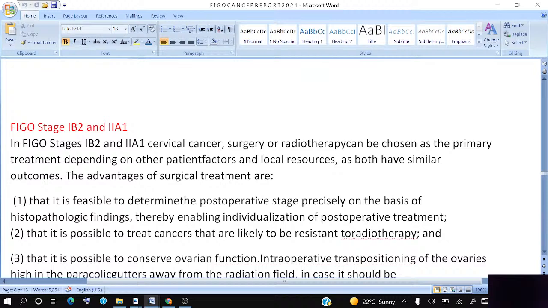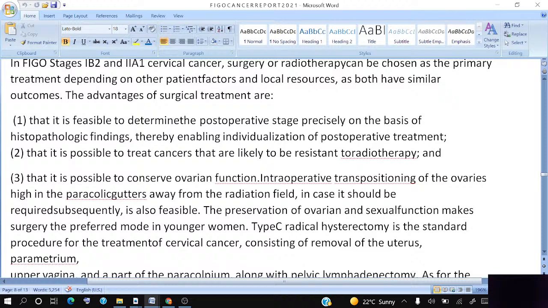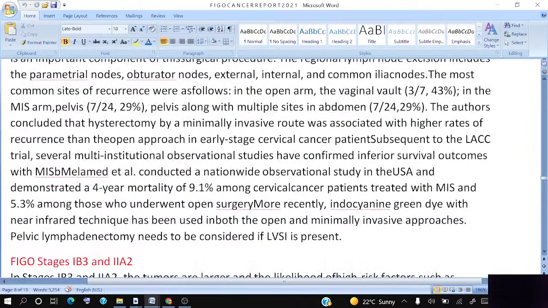So figure stage 1B2 and 2A1. Here they say it is cervical cancer. The surgery or radiotherapy is chosen as the primary treatment. So if a patient comes to you with 1B2 and 2A1 stage cervical cancer, it is going to be surgery and/or radiotherapy, chosen as primary treatment depending on patient factors and local sources. We also have to see the advantages of surgery: feasible determination of the post-operative stage, based on histological findings especially, and the post-operative treatment. It is possible to treat cancer that is resistant to radiotherapy also, and we can conserve ovarian function in a patient.